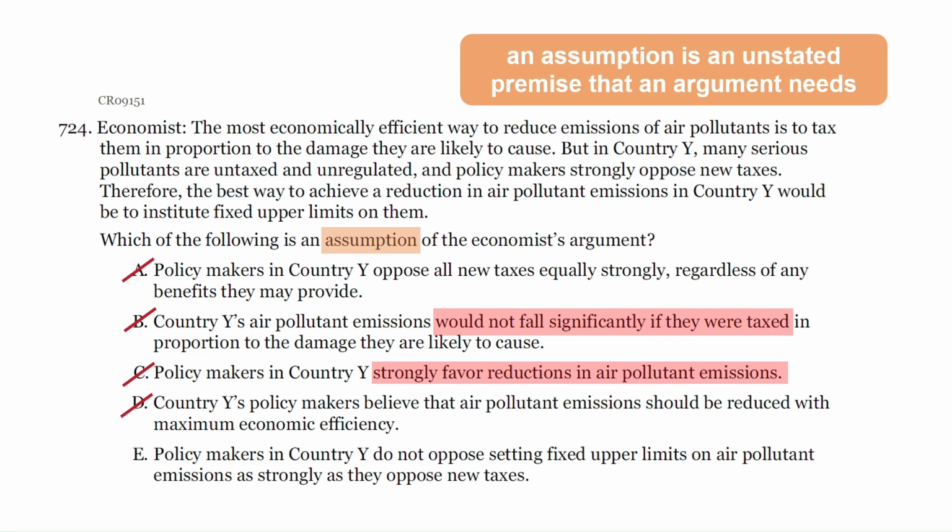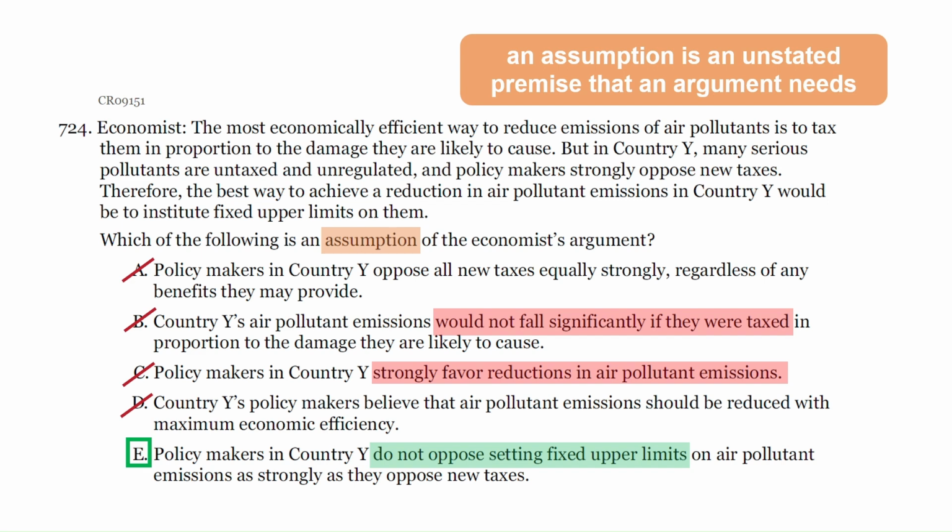Answer E is also about the policymakers' opinions. We need the policymakers to support the fixed limits policy more than they do the taxation policy. Notice how this is a kind of minimum threshold. Answer E is needed by the argument, but answer C is more than we need. The correct answer is E.